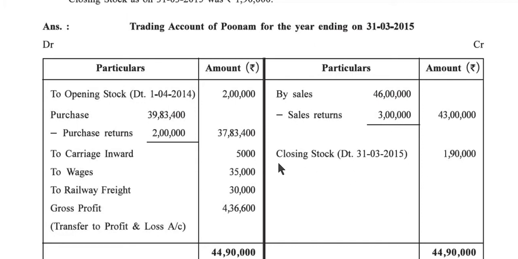In the additional information, it is given closing stock on 31st March 2015 is 1 lakh 90,000. So credit side total is 44 lakh 90,000. We subtract all the debit side expenses from this 44 lakh 90,000, and the difference is 4 lakh 36,600, and it is the gross profit. This gross profit we have to transfer to the profit and loss account.